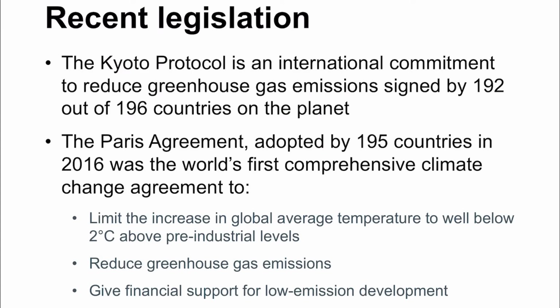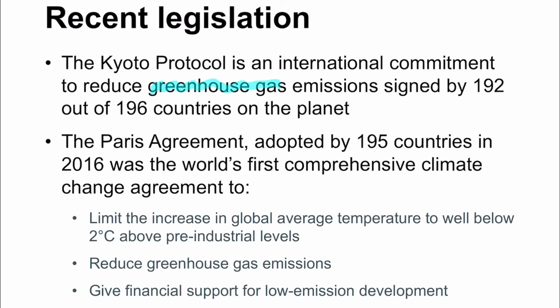So there's talk of the government protecting us, and this links into recent legislation such as the Kyoto Protocol, which is an international commitment to reduce greenhouse gas emissions signed by 192 of the 196 countries on the planet. So they recognise now that greenhouse gases are a huge threat to our planet. And this threat to our planet isn't just going to go away. We have to do something to enable us to carry on nurturing and looking after our planet.